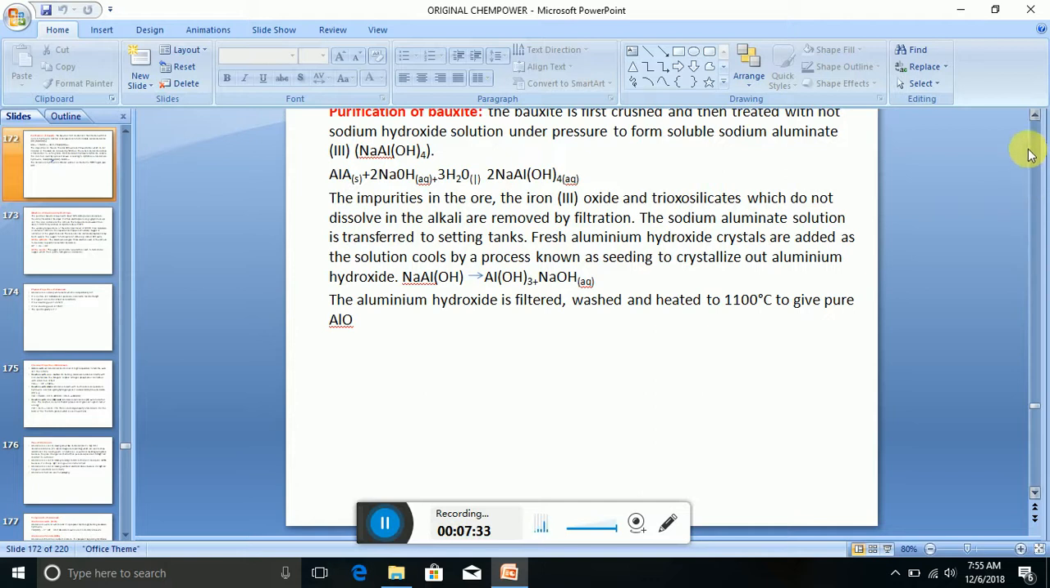So that is where we're going to stop. In subsequent classes, we are going to be looking at other things concerning aluminum.